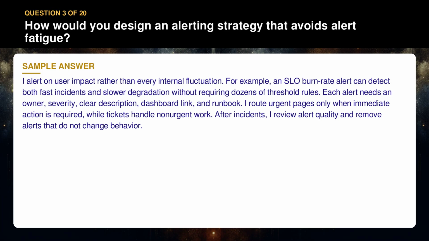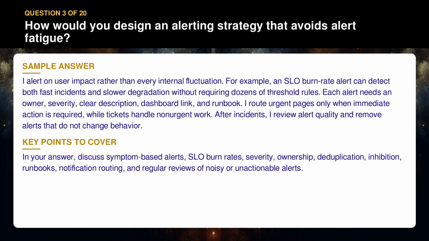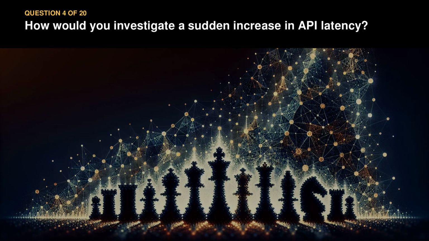I route urgent pages only when immediate action is required, while tickets handle non-urgent work. After incidents, I review alert quality and remove alerts that do not change behavior. In your answer, discuss symptom-based alerts, slow burn rates, severity, ownership, deduplication, inhibition, runbooks, notification routing, and regular reviews of noisy or unactionable alerts.